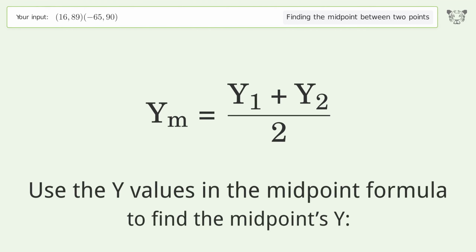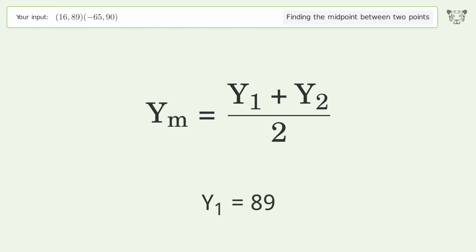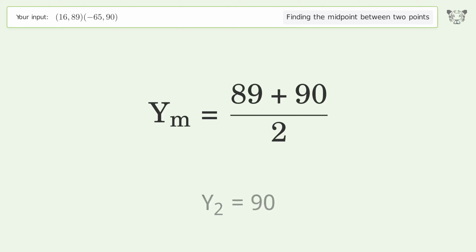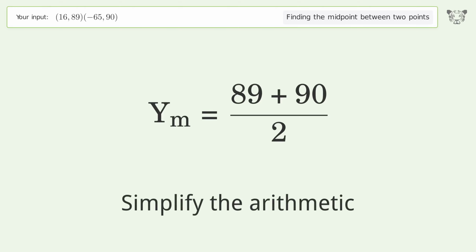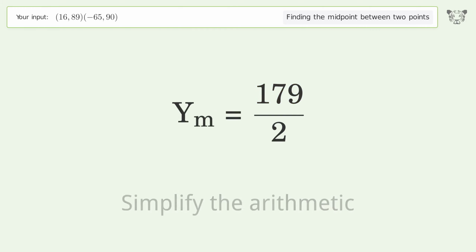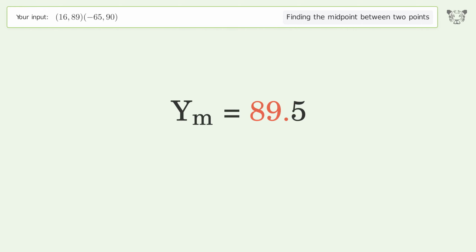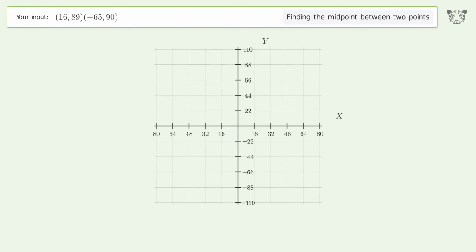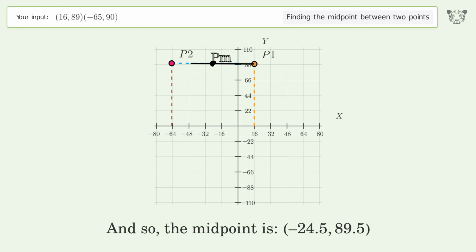Use the y values in the midpoint formula to find the midpoint's y. y1 equals 89. y2 equals 90. Simplify the arithmetic. And so, the midpoint is negative 24.5, 89.5.